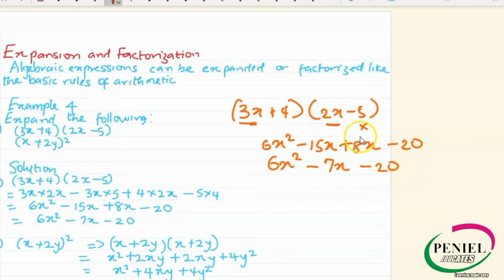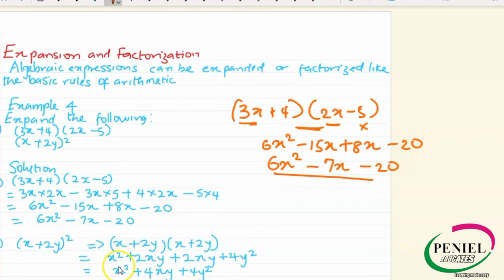All right, so that is how we can expand this. In expanding this, it's going to give you this particular answer. Same thing goes with this. X multiplied by x will give you x squared. This x multiplied by plus 2y is going to give me a positive 2xy. Plus 2y multiplied by x is going to give me a positive 2xy. Then this plus 2y multiplied by plus 2y is going to give me a positive 4y squared.